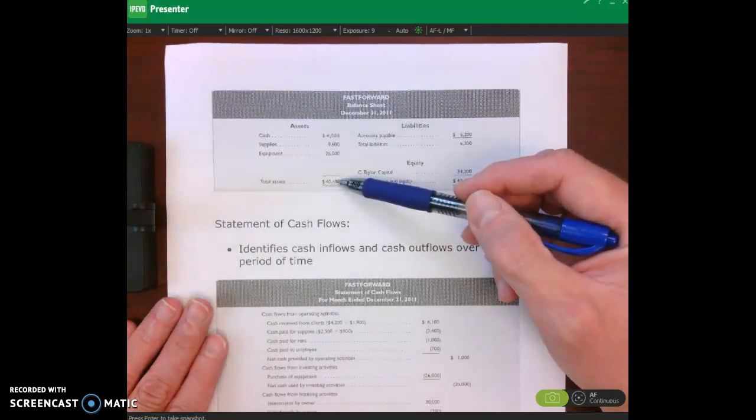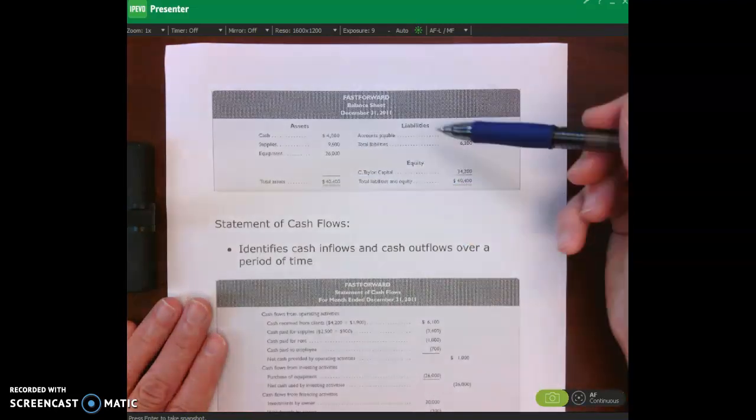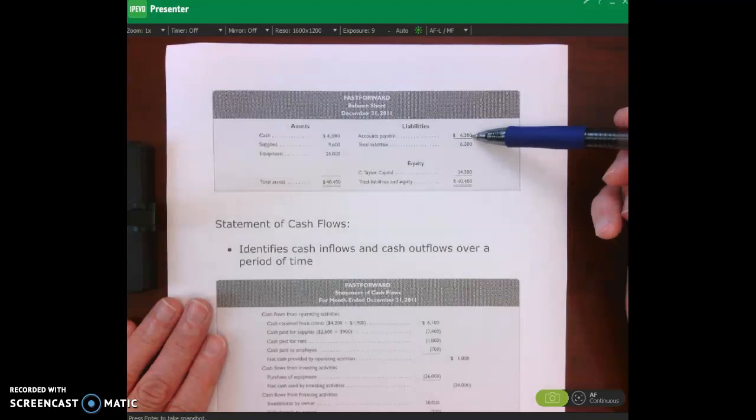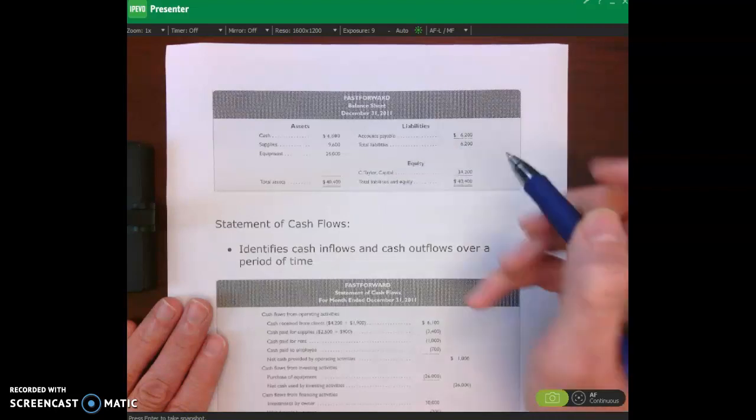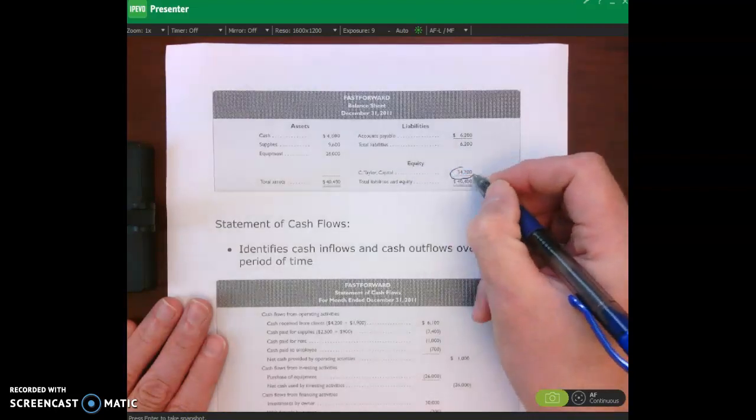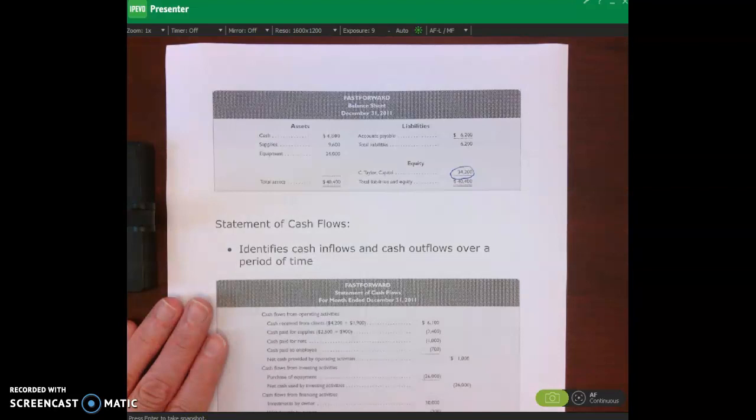And now total assets equal $40,400. We know that total liabilities plus total equity must also equal $40,400 because the accounting equation says that assets equals liabilities plus equity. So what are our liabilities? We have our accounts payable of $6,200. That's our total liabilities. That's the only one that we have. And then, see, we have our equity of $34,200. Where did we get that?